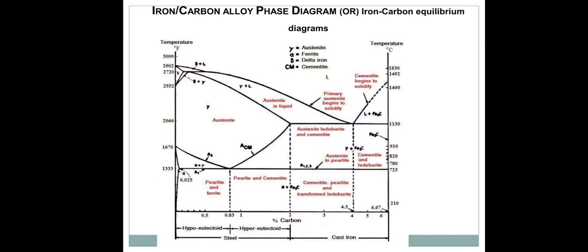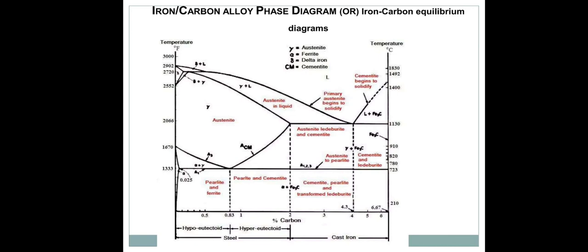In this picture we can see pearlite and ferrite, austenite, primary austenite solidifying, cementite solidifying, austenite to pearlite structure, and the different ranges of the curves which we can see.